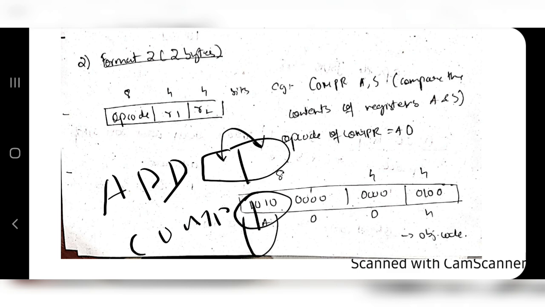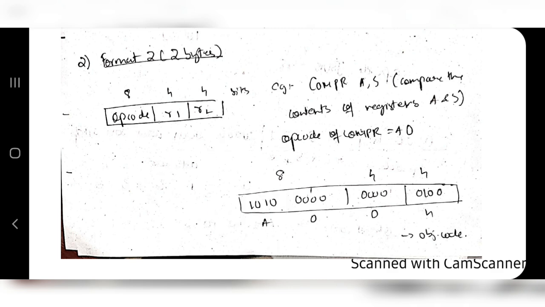For compare, I also need 2 values to compare. So for those 2 values, extra space is needed. For that, format 2 is needed. Okay, so format 2 will have 2 bytes. This is byte 1, this is byte 2. Byte 2 is divided into 2 parts, one for operand 1 and one for operand 2.